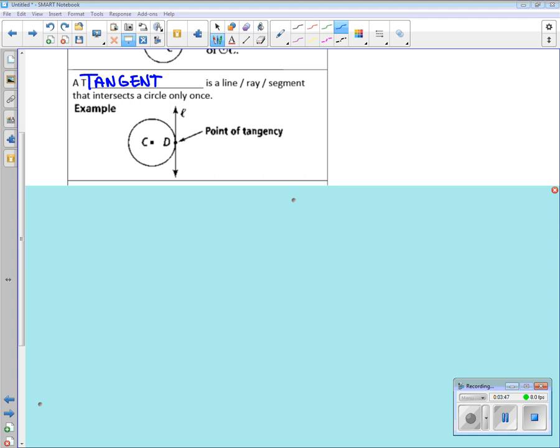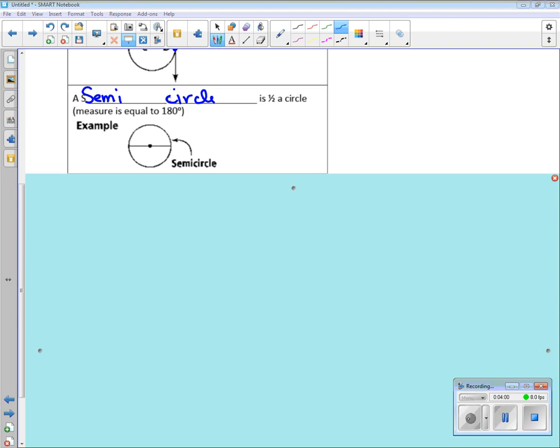All right, next word is a tangent. A tangent is a line, ray, or segment that intersects a circle once, only once, okay? The only way that can happen is if it touches the side and then skips right off of it. Next up is semicircle. Basically, a semicircle is half of a circle.